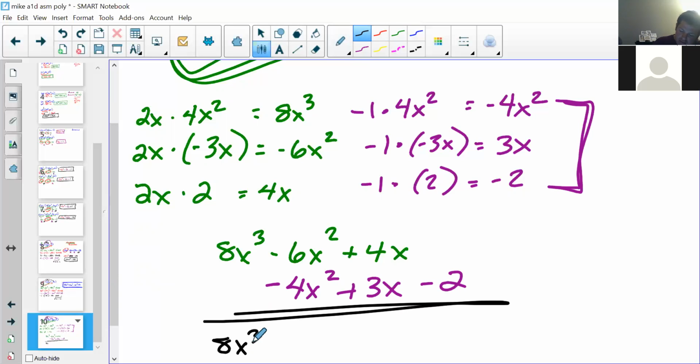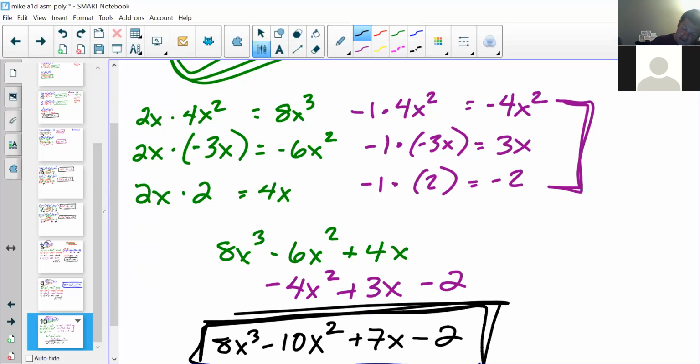And we can go ahead and combine like terms. Negative 6x squared minus 4x squared, those are like terms. Negative 6 minus 4 would be negative 10x squared. 4x plus 3x, that's going to be positive 7x. And then I have finally a minus 2. No more like terms at all. And if we're doing this problem, that right there would be as simplified as we can go. 8x to the third power minus 10x squared plus 7x minus 2.